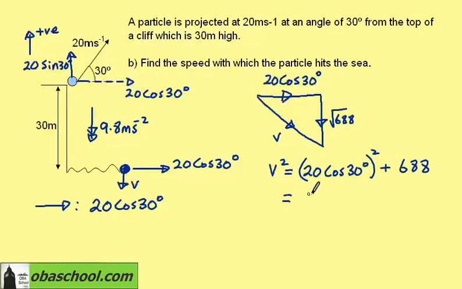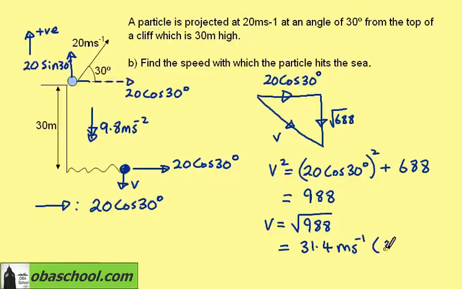And this calculates to give us 988. So v is the square root of 988, which is 31.4 meters per second, correct to 3 significant figures.